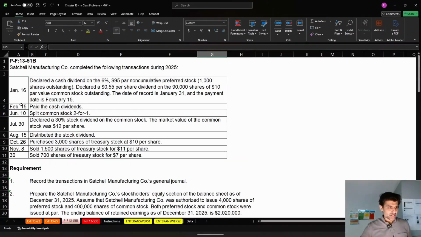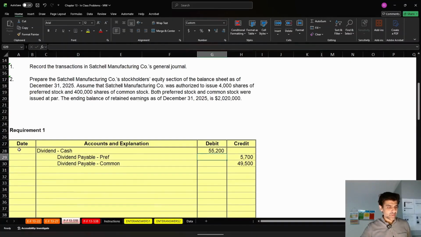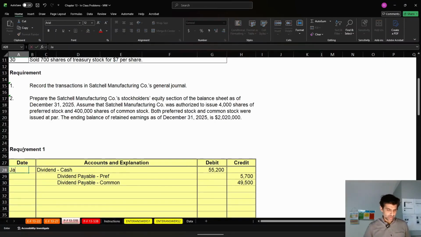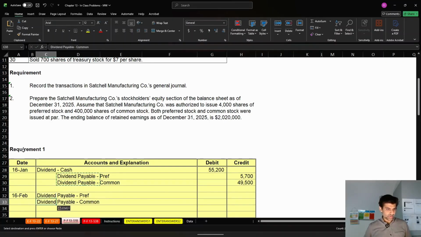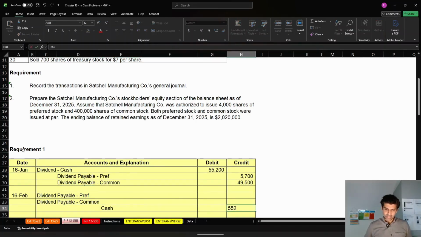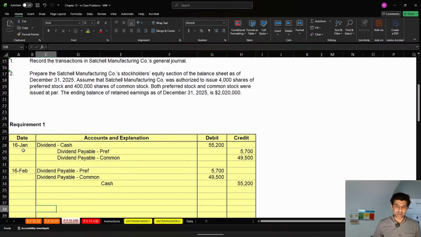And then the second transaction on February 15th is we pay the cash dividend. So again, this was January 16th. On February 16th, we're now going to distribute the cash. So these two are going to go to zero. We're going to credit cash, 55,200. And the common is this. And this one is this. Okay, so now these dividends payable are now zero. And we've paid our cash dividends to our respective classes of equity.